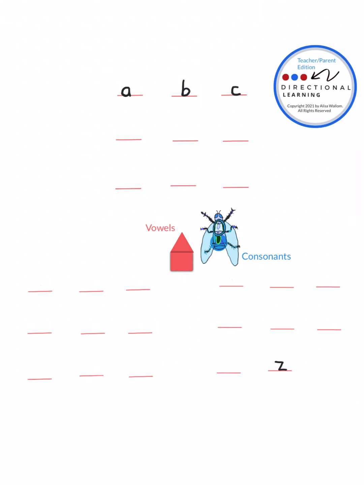And we're going to be teaching them that our vowels can make different sounds when the blue fly is next to it or away from it. So we're going to be teaching them in a different way about vowels and consonants. So let's go get started.